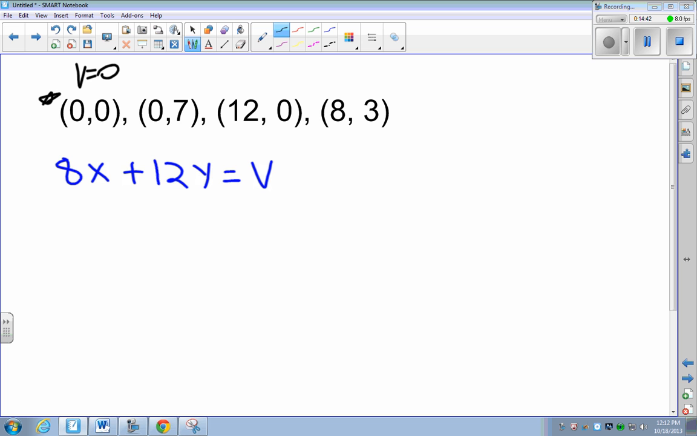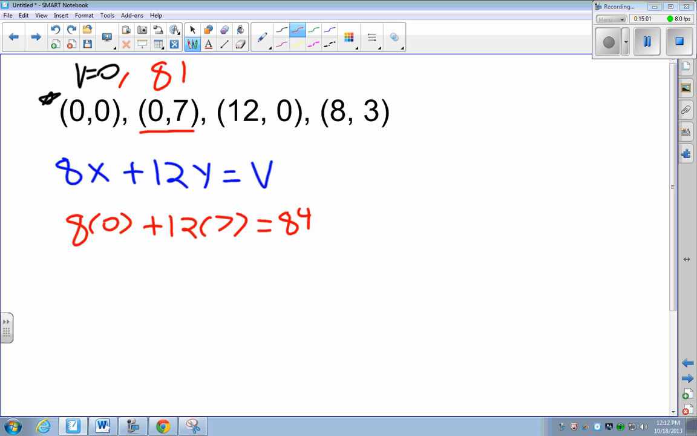That's not optimal. But let's try this point next. So it'll be 8 times 0 plus 12 times 7, which is equal to 84. So we can write 84 up here.